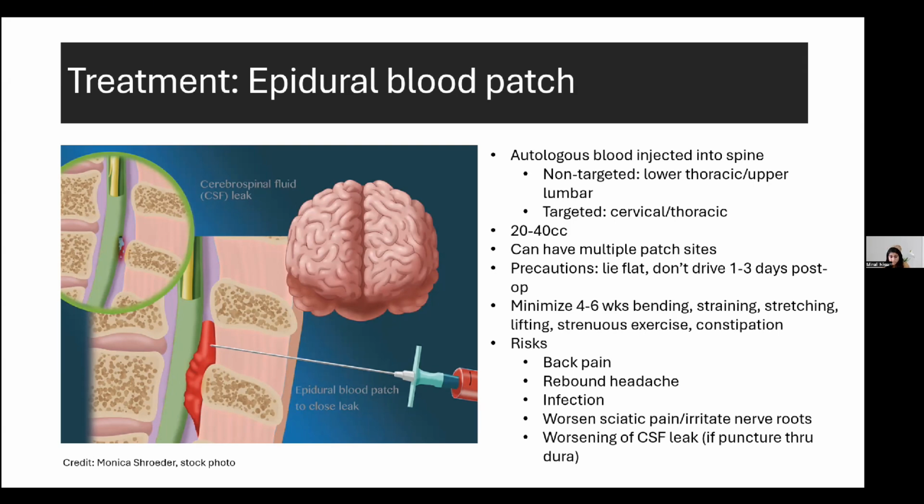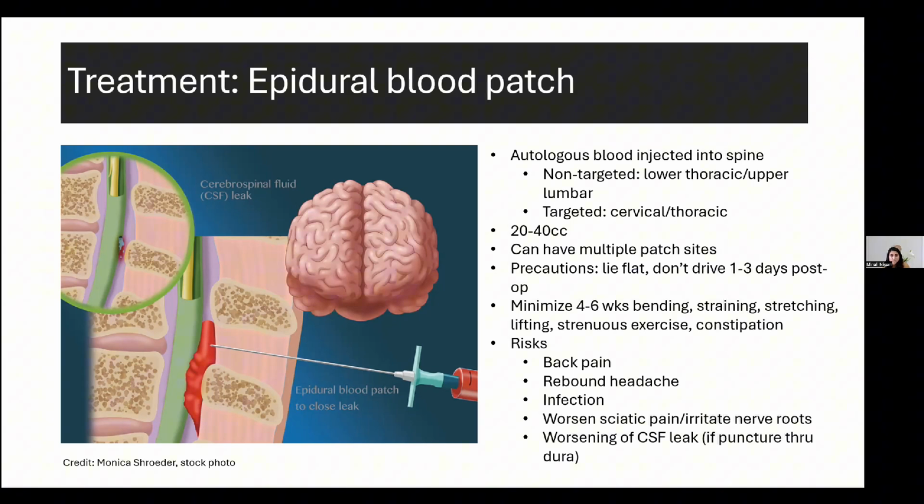Some risks of this procedure do include back pain. We're injecting blood into a site where blood normally isn't, so it can cause irritation. Sometimes patients will get rebound headache. This is a type of headache that essentially is the opposite of a CSF leak headache, where patients can get worse headaches when lying down, and then sitting up or standing, they'll get improvement in their headache. Not all rebound headaches have that positional component. Sometimes it's just a different type of headache.